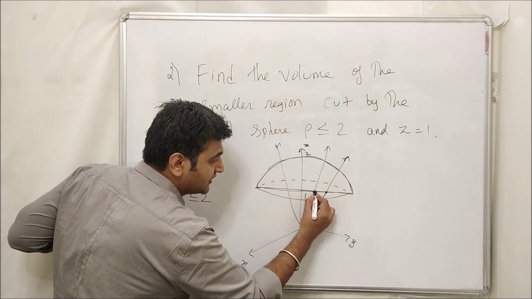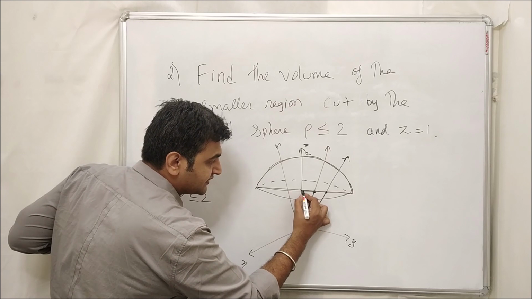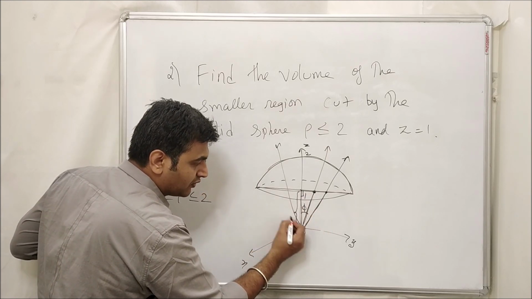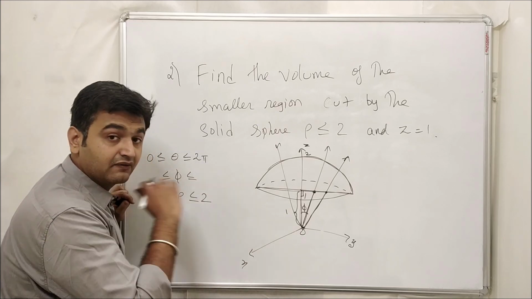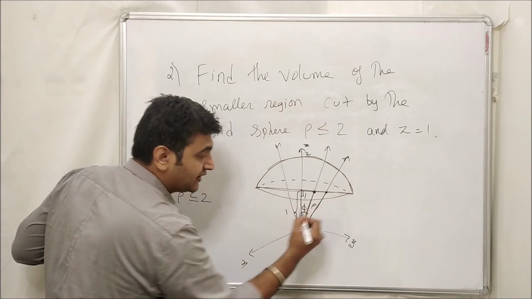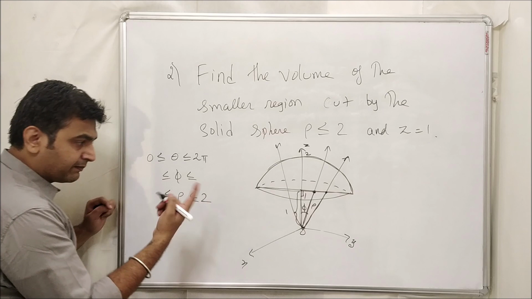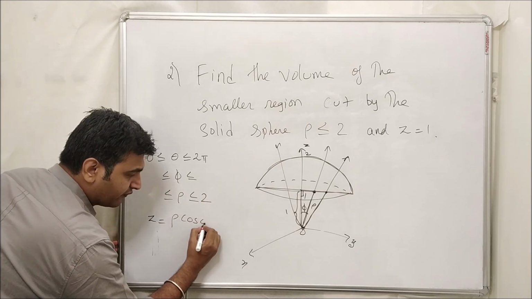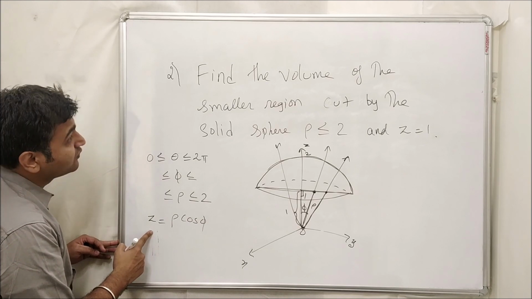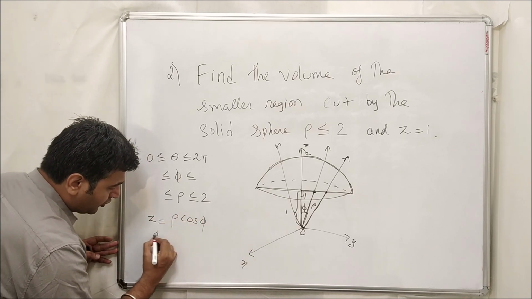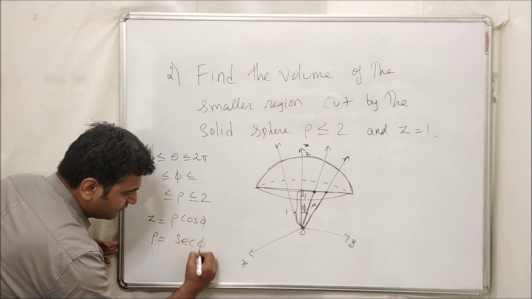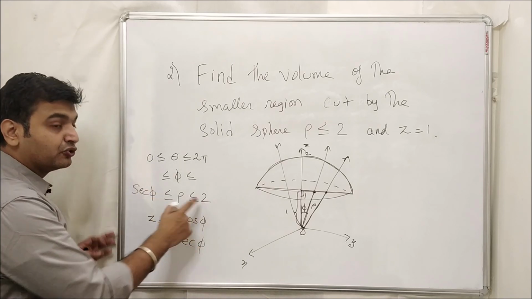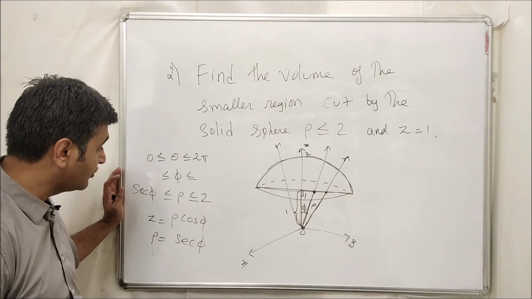So you consider this triangle over here. This is 90 degrees. This is the angle, say phi. This adjacent side is always fixed, which is 1 unit, the z equal to 1 plane, and this is my hypotenuse rho. Or you can apply trigonometry over there, or you know that z is nothing but rho cos phi. What is my z? z is 1. So when you put z equal to 1, your rho is 1 upon cos phi, which is secant of phi. So the limits of rho are sec phi to 2. So these are the limits for rho.